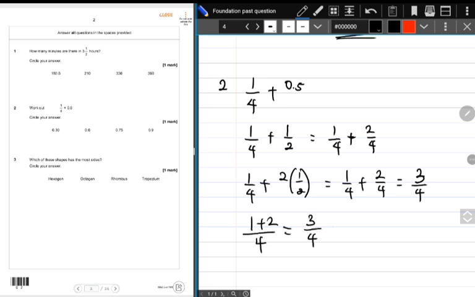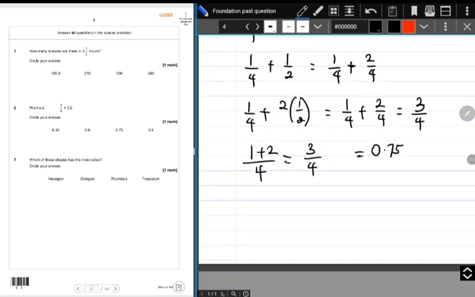Now that we have 3/4, I can say this is 0.75, but let me show you how I got 0.75. We have 3 divided by 4. Add a 0 to the 3, which makes 30. 4 into 30 is 7 remainder 2. Then add a 0 to make 20. 4 into 20 gives us 5. So this is how I got 0.75.